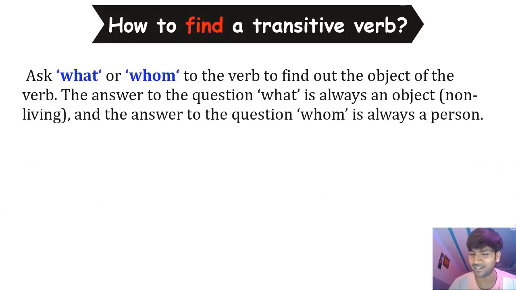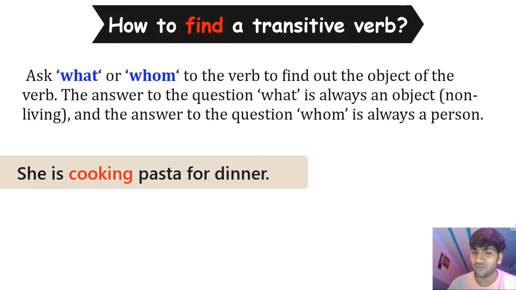Let's use this trick. She is cooking pasta for dinner. So cooking is the main verb, right? Let's ask the question what or whom to the verb and see if the verb answers either of the two questions. And before we do that, let me tell you something interesting. The answer to the question what will always be a non-living thing, an object. And the answer to the question whom will be a person, okay?